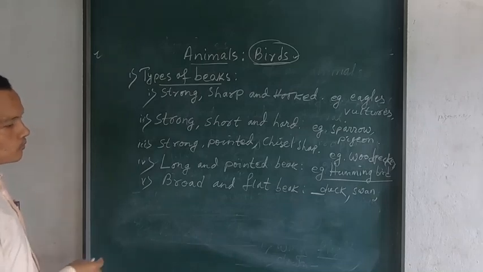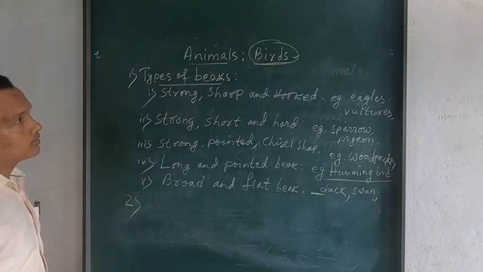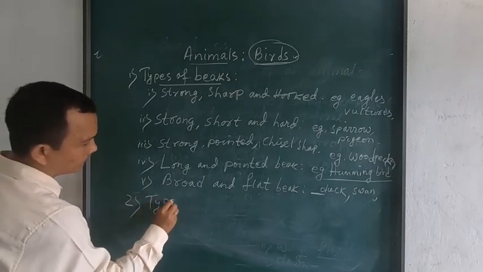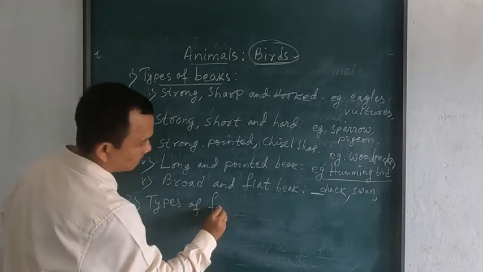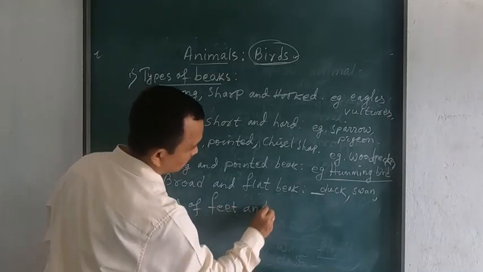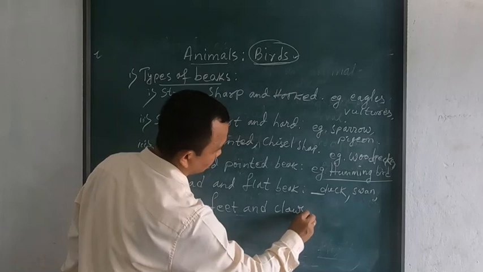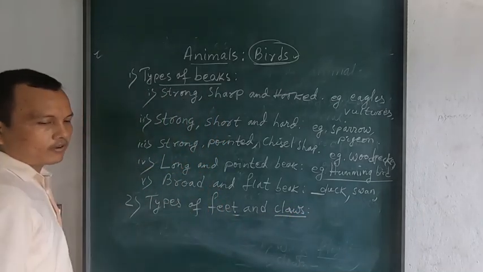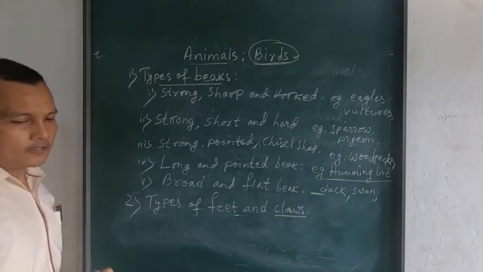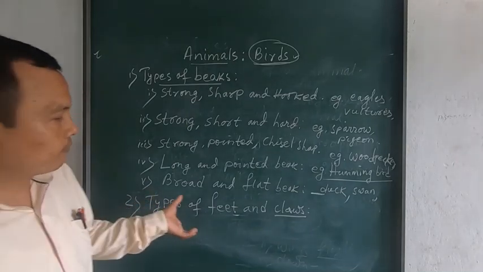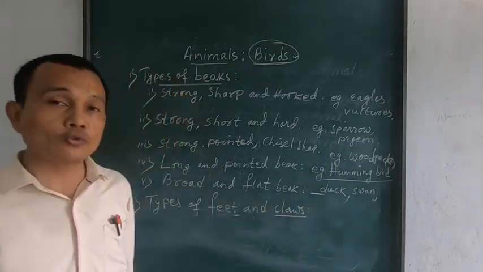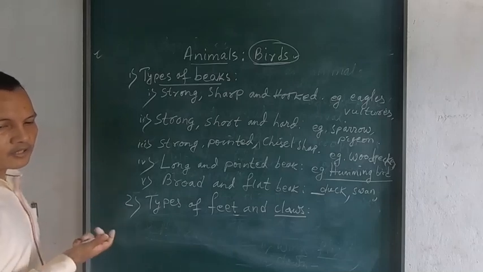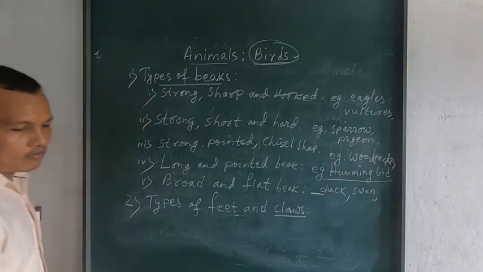Now let us come back to the second objective, that is types of feet and claws. Most of the birds have claws and some have feet. Okay, fine. Especially this type of feet or claws helps the birds to hop, run, hold, or to protect themselves from their enemy and to walk around.